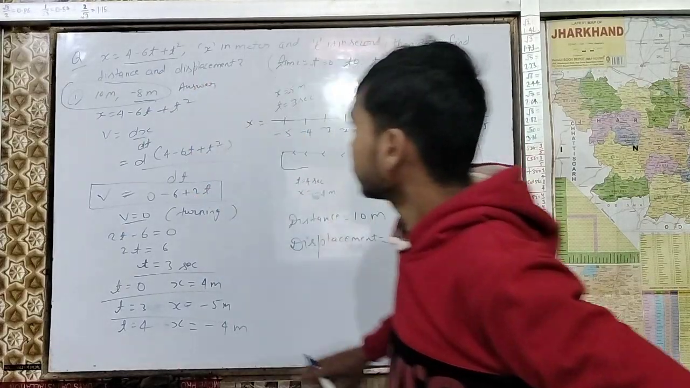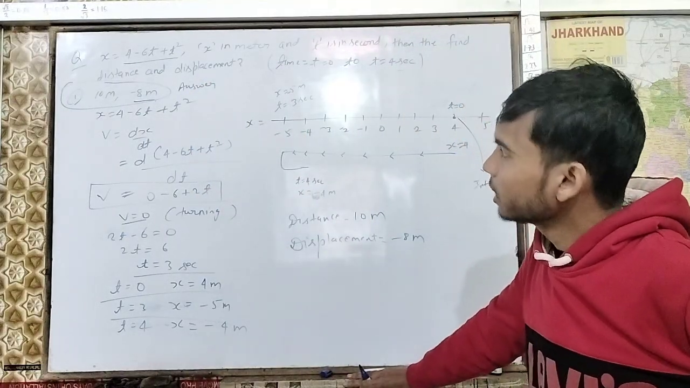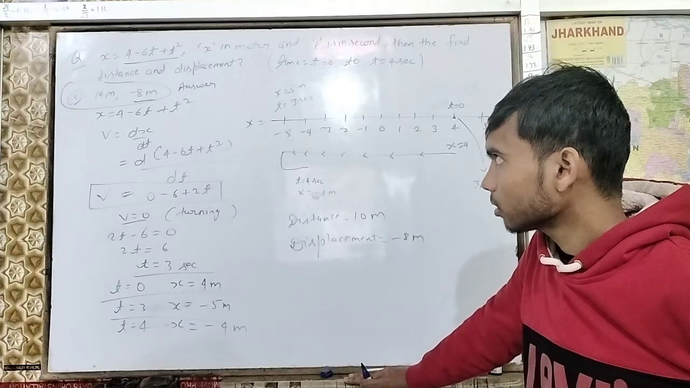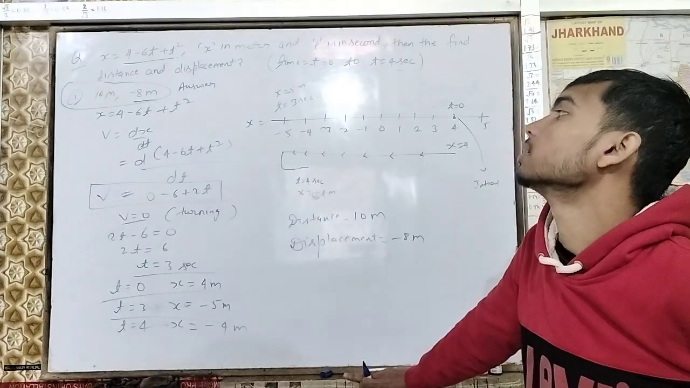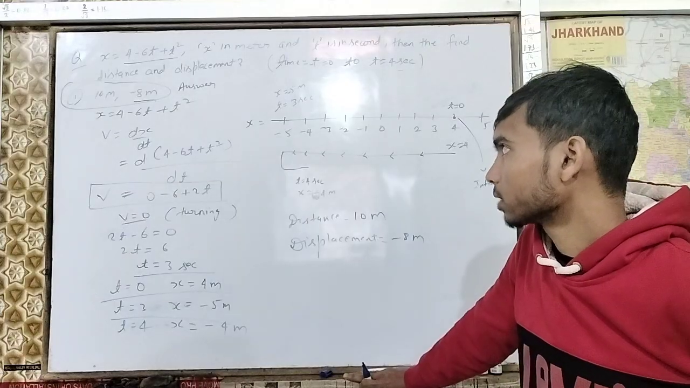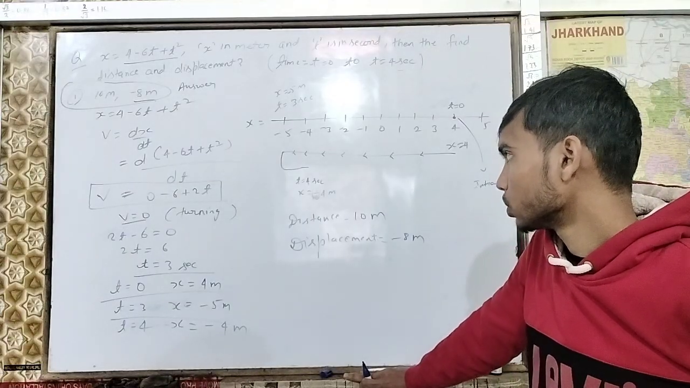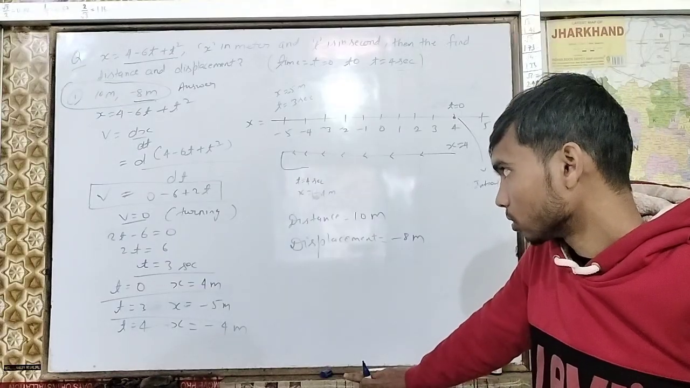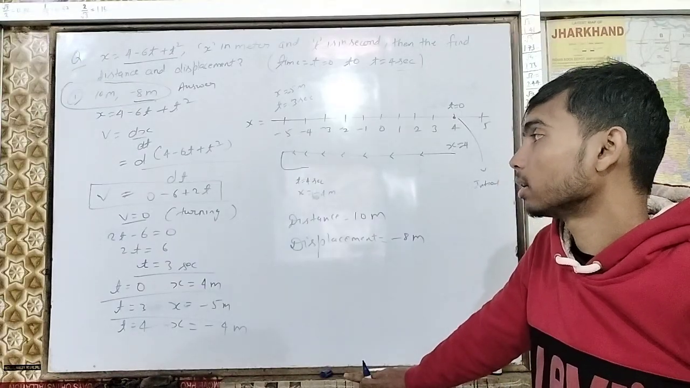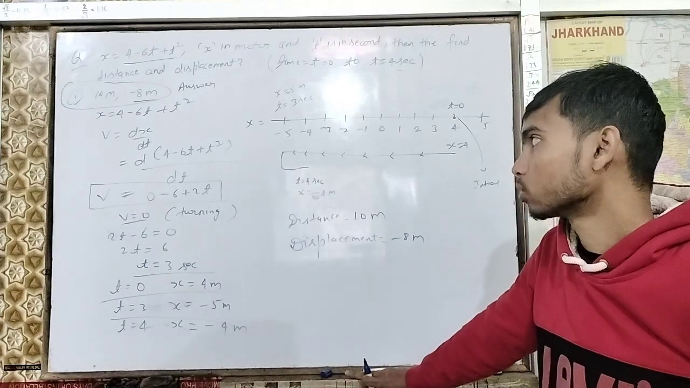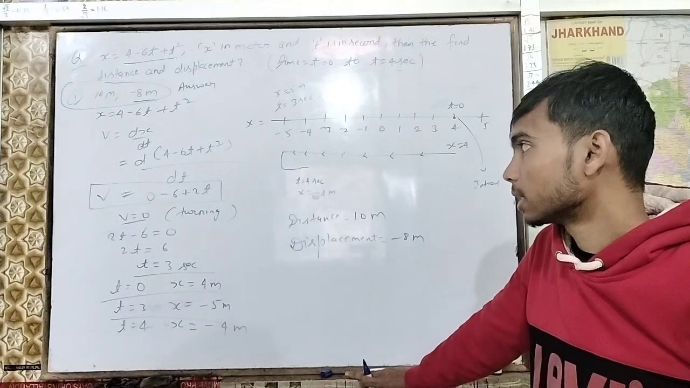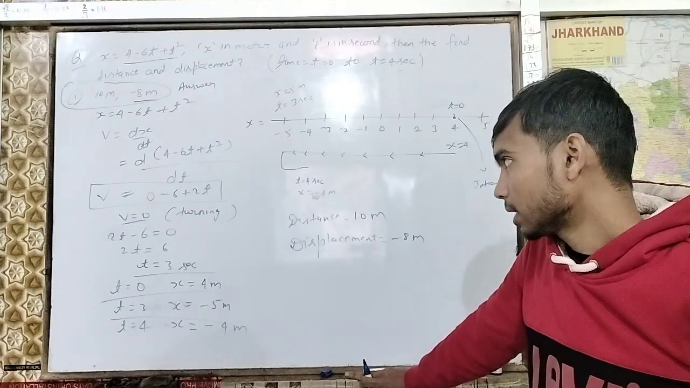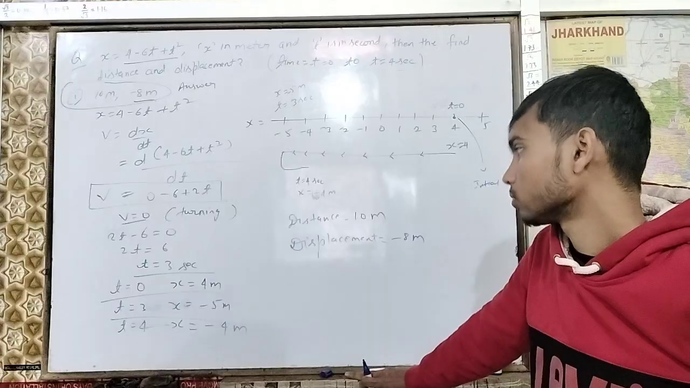We wrote this as it is. Then we found the velocity after differentiating it, dx upon dt, x was given. Then we got v as 0 minus 6 plus 2t. We put v equal to 0, so that we can find at what second velocity will become 0. We will consider this as a turning point. So at 3 seconds we got v as 0.